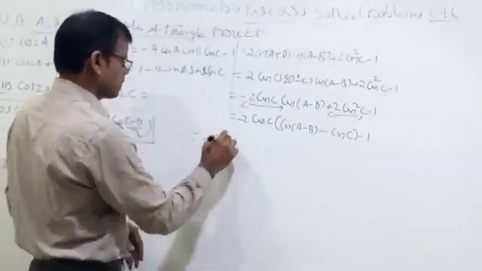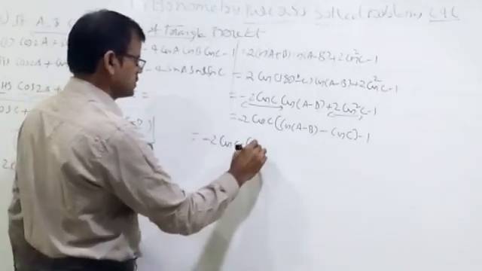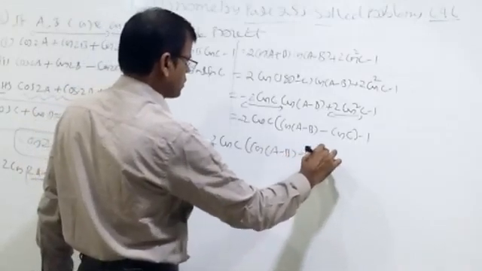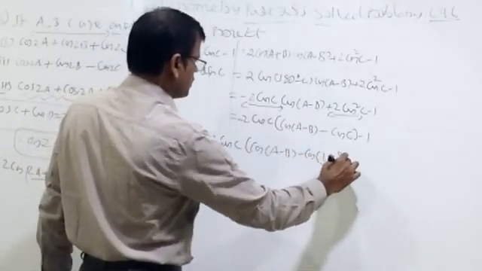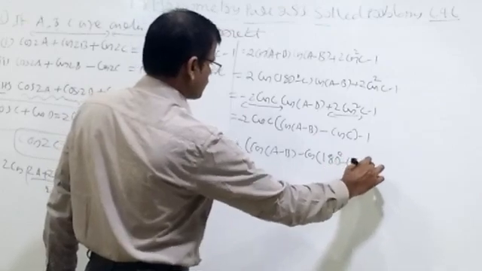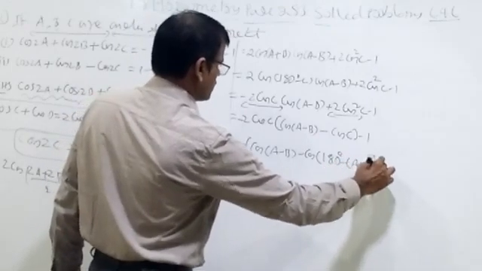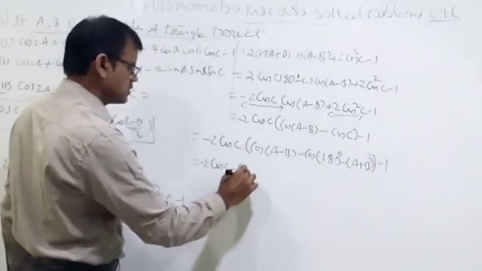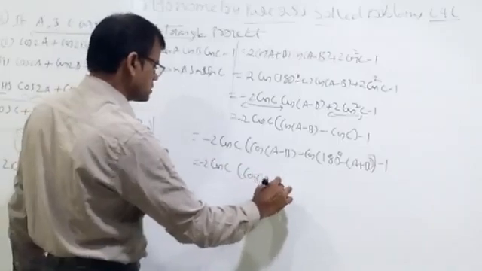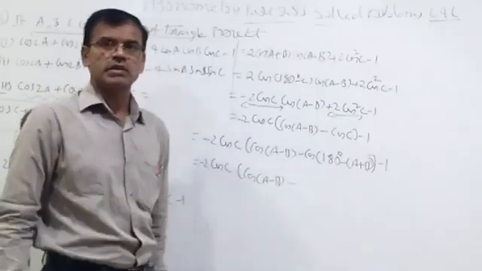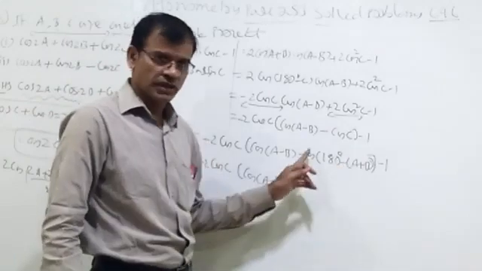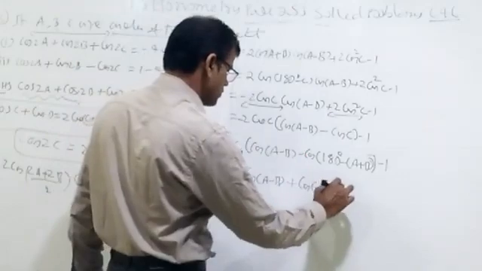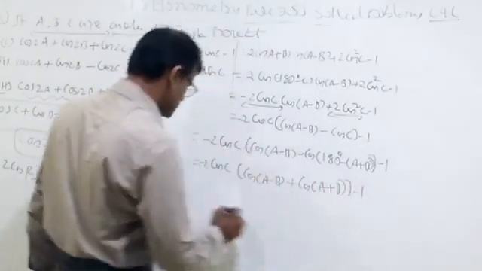That is equal to, from here I am writing minus 2 cos C into cos of A minus B minus cos of, in terms of C, you apply 180 minus of A plus B like this. That minus 1. That is equal to minus 2 cos C into cos of A minus B. Here cos 180 minus theta becomes minus cos theta. Of course here minus is there. Minus and minus becomes plus. So apply here cos of A plus B and separate minus 1.